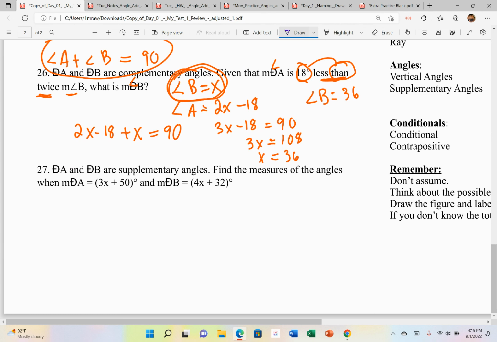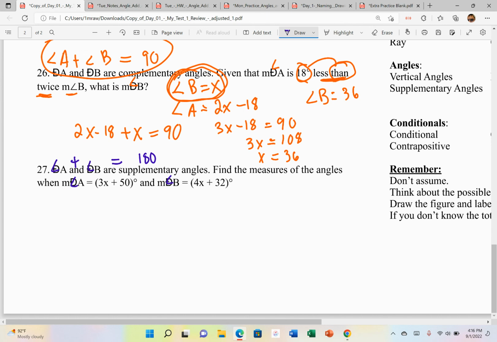Now they're supplementary. So we're using the same exact angles again. Except now they're supplementary. That means they add up to equal 180. Okay? Be careful with saying they're equal to 180. Make sure you say they add up to equal 180, right? Okay, because you want to know the operation you're doing. Okay? So find the measures of the angles. If angle A is 3x plus 50 and angle B is 4x plus 32.